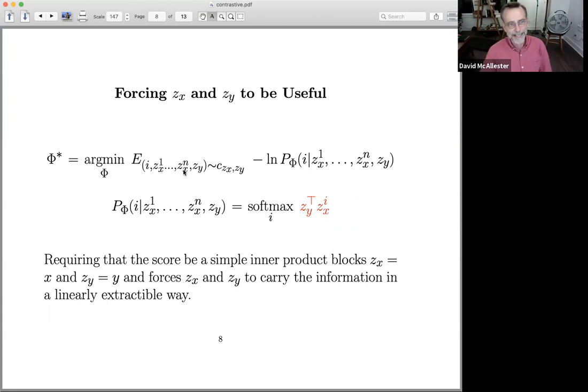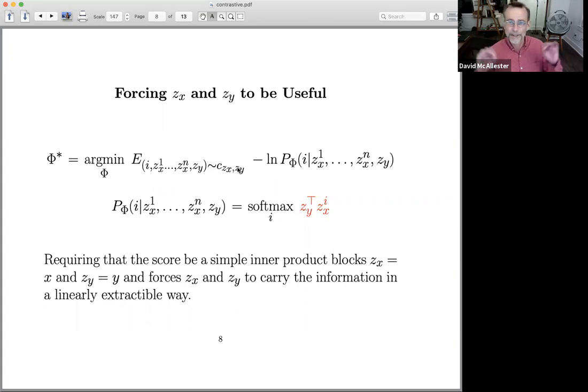I give you a bunch of ZX's, I give you the ZY, I want to know which ZX the ZY was paired with. That's the contrastive task. And this is the log loss on that task of this model phi. And what's forcing the Z's to be different from just the input X is that the classifier here that's predicting I is required to just use the inner product. For each Y and each I, it's just using the inner product of the two vectors.